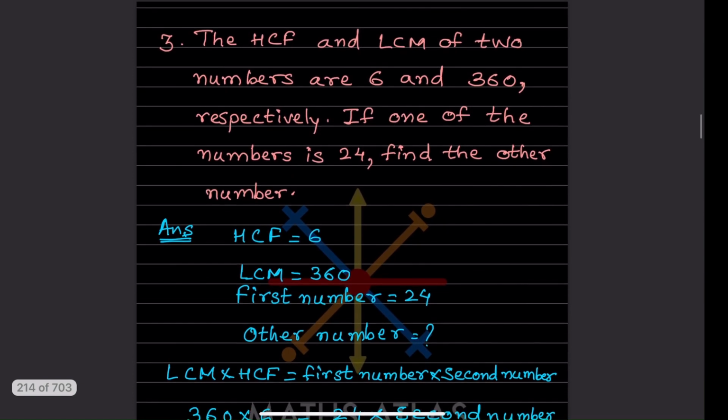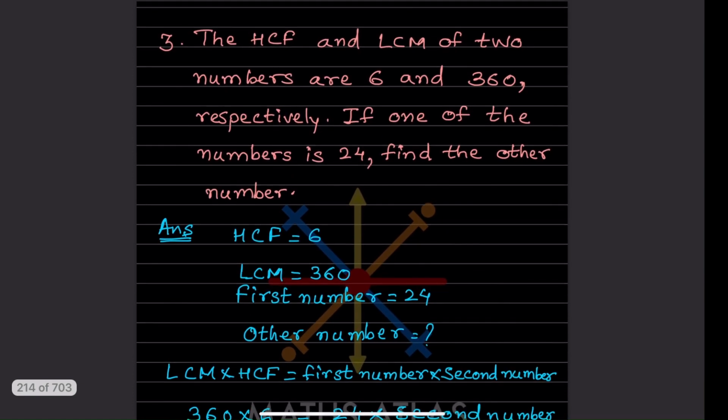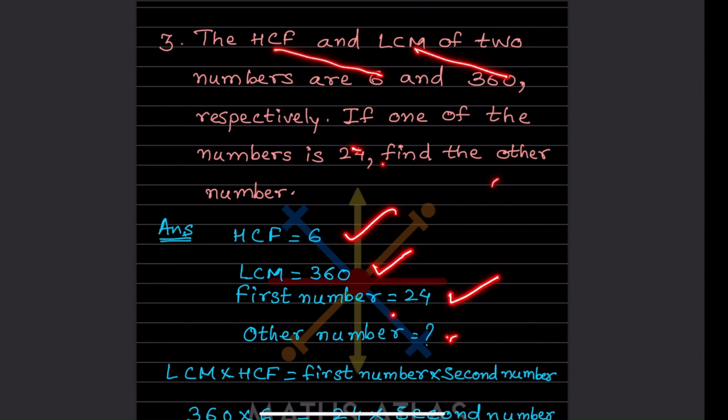Now look at the problem over here. The HCF and LCM of two numbers are 6 and 360. If one of the numbers is 24, find the other number. This is just given in word form. It's the same, you don't have to worry. When they say HCF and LCM of two numbers are 6 and 360, this means HCF is 6 and LCM is 360. This is important. And one of the numbers, suppose we consider it the first number, is 24. The other number we don't know.